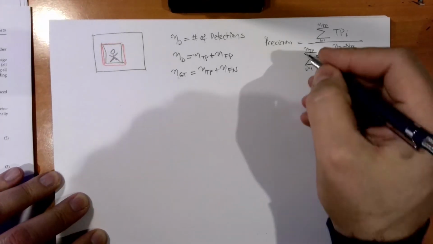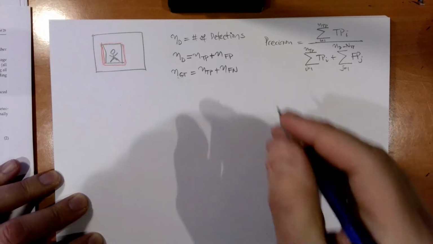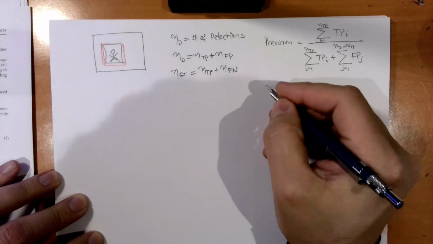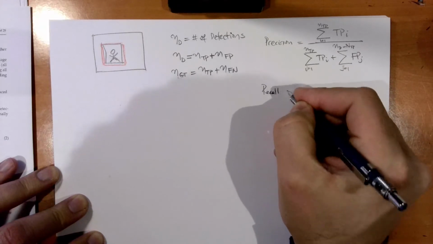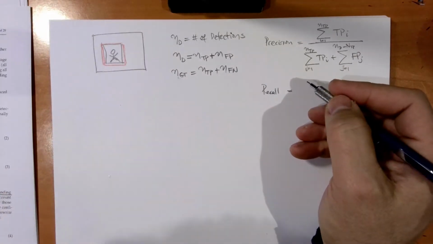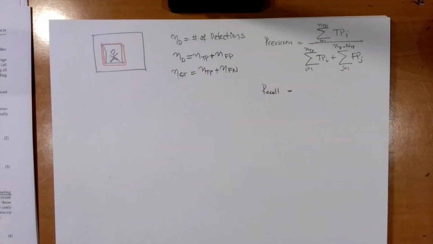Nothing really changes here, we just put in what we have observed at the output of this test. And here we have the recall. And the recall definitely is associated with the true positives and the false negatives.